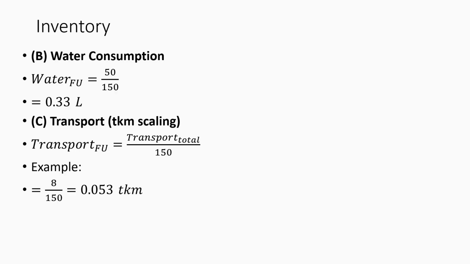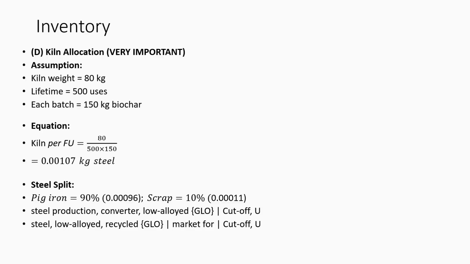Similarly, we will be discussing the environmental burden associated with the transportation of raw material, that is feed material, that is wood, from source up to the kiln, and the environmental burden associated with the transportation of the final product up to the endpoint. Okay, now let's explore how much raw material, or how much steel, we may need to manufacture that kiln.